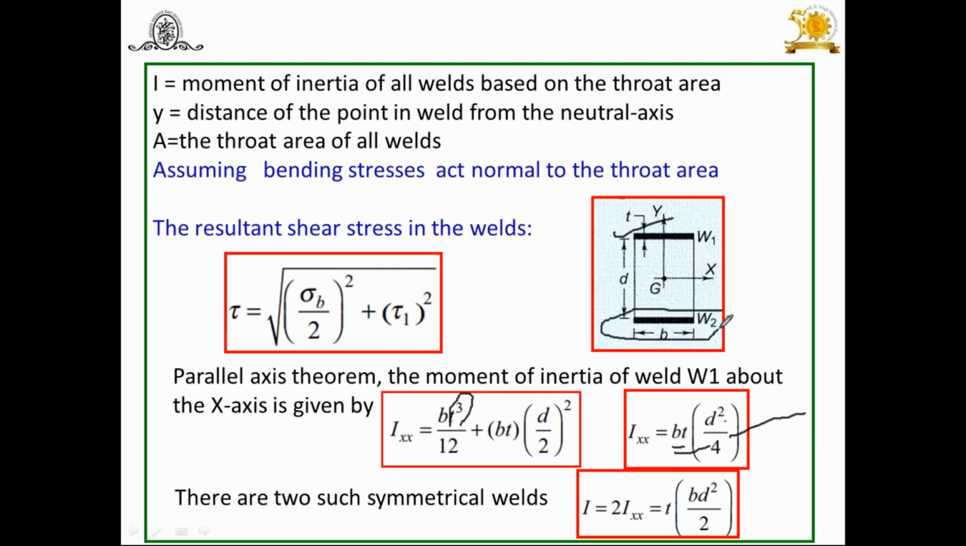But there is another weld, that is weld W2. And for this case also you will get the same IXX because they are symmetric. Therefore, instead of calculating again for the second weld W2, you can mention there are two such symmetric welds. The I is equal to 2IXX. So what you will get? 2 times this. So you will get this value. So you will get the moment of inertia of the welds about the x-axis.